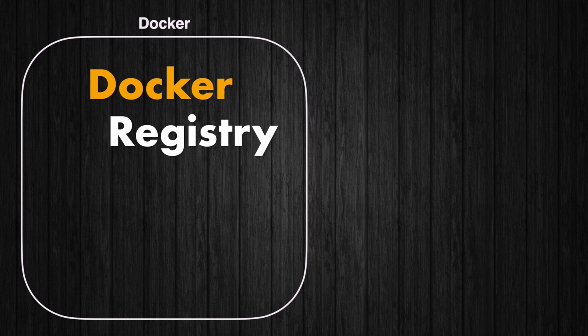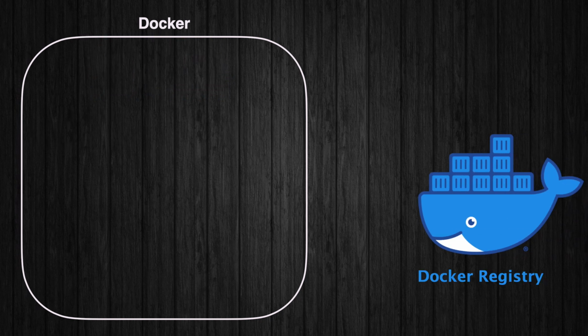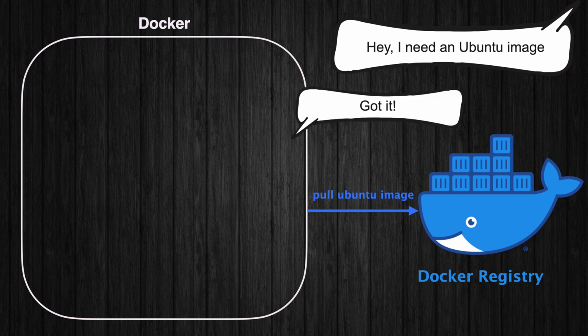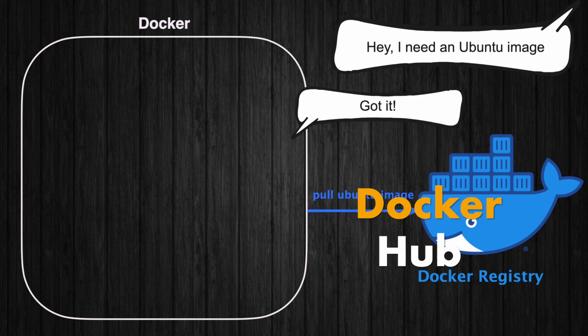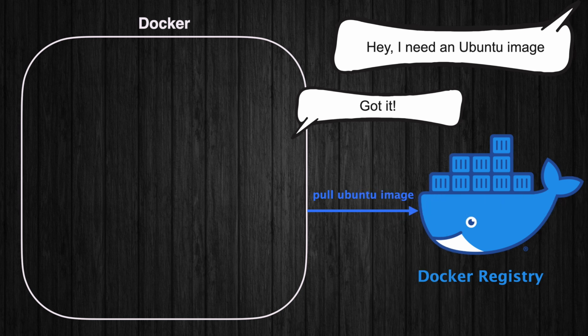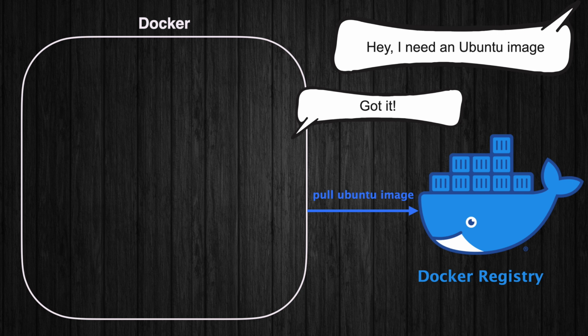The Docker registry is the library of container images where Docker looks when you say, "Hey, I need an Ubuntu image." And it goes, "Got it." Docker Hub is a public registry where you find images for almost anything, from databases to web servers and every OS flavor. You can also create your private registry if you don't want to share your images with the world.